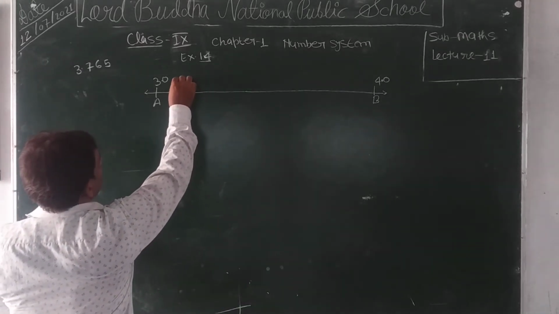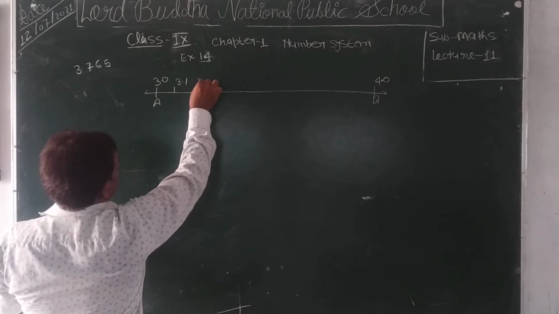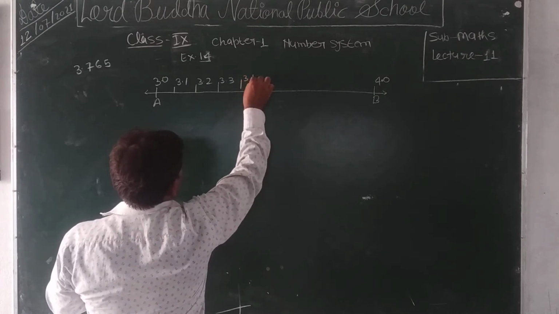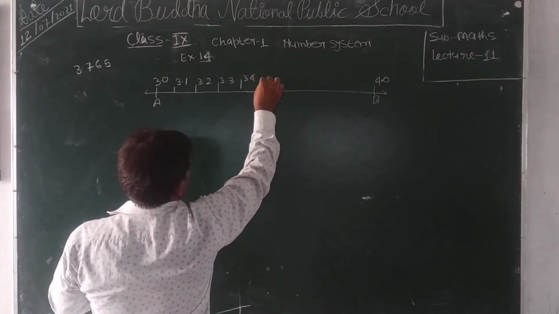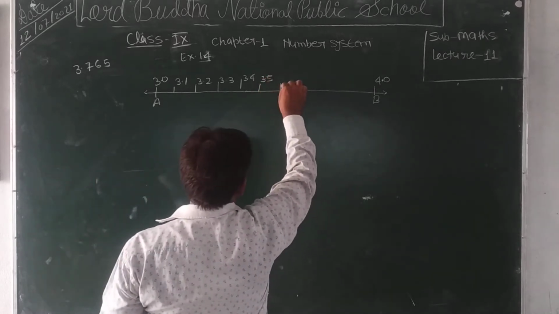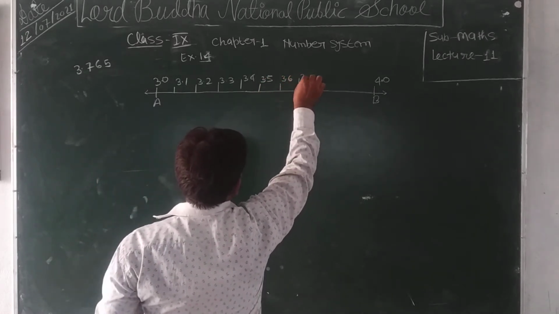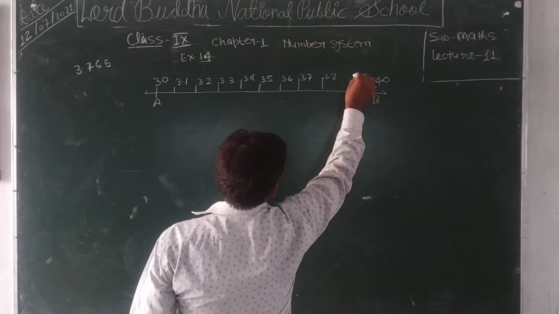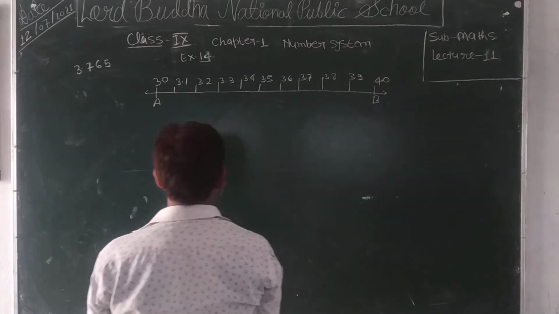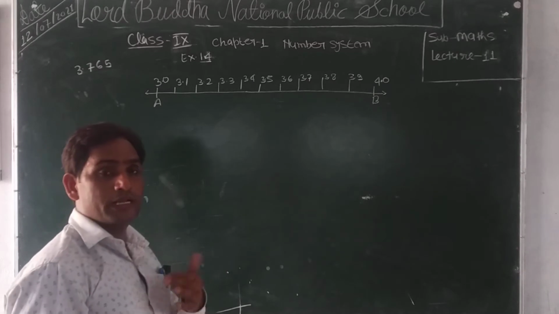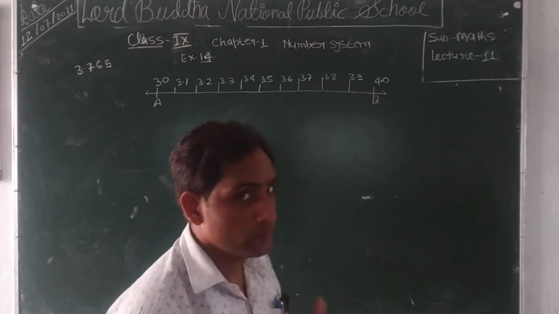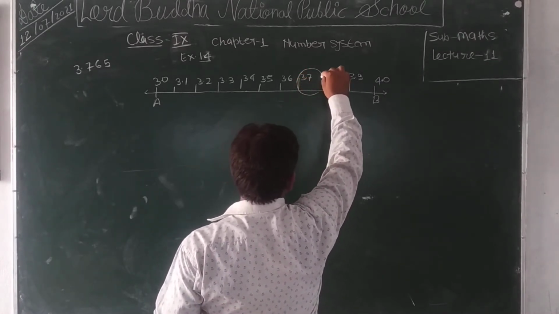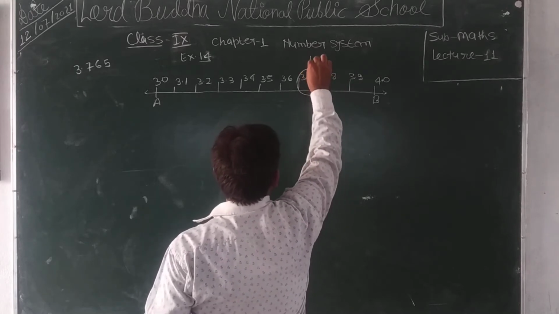The first one will be 3.1, 3.2, 3.3, 3.4, 3.5, 3.6, 3.7, 3.8, and this is 3.9. Clear? So first of all, we visualize 3.7. 3.7 is here. This is 3.7. Clear? We visualize it.